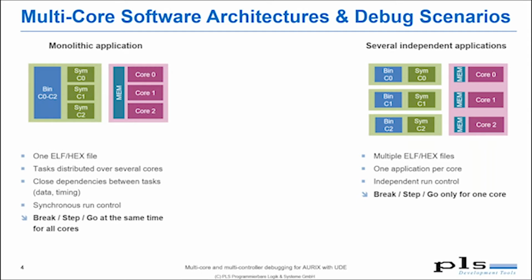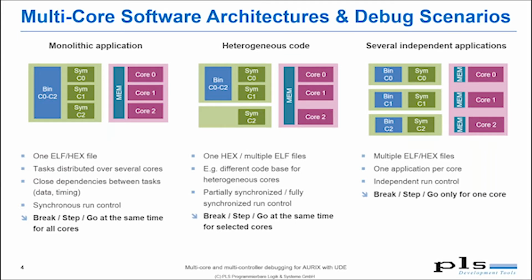The opposite case is a monolithic multi-core application. You have tasks and functions that are distributed over all the available cores. We have close dependencies between the cores, and we need synchronization of the debug actions. All the cores must be stopped synchronously, for example, if the application hits a breakpoint, or if you are doing some single stepping on one core. If this is not synchronized, then you will immediately get an inconsistent application state.